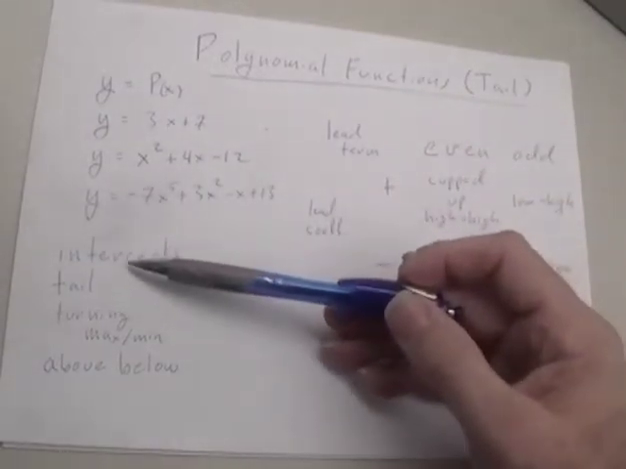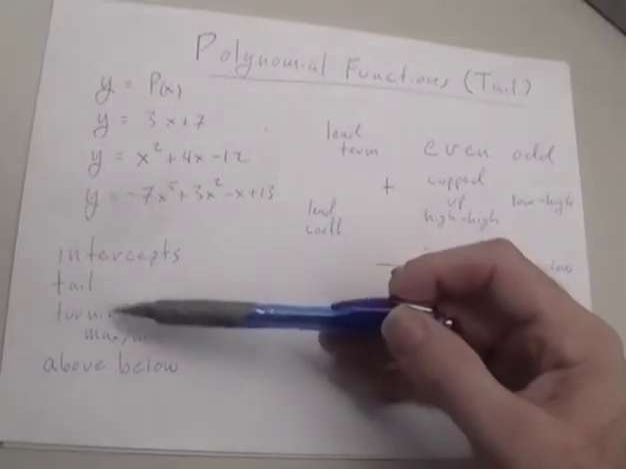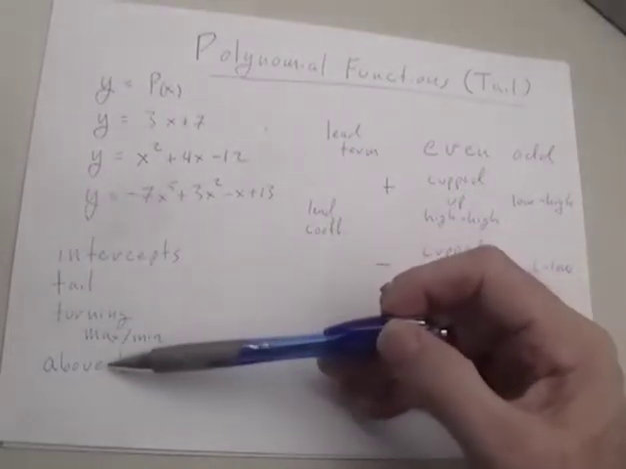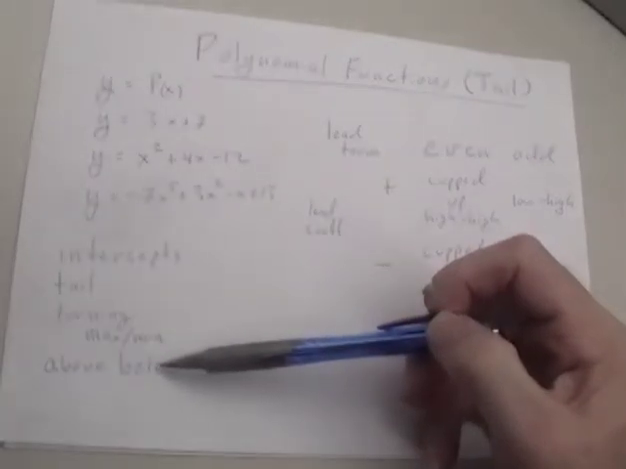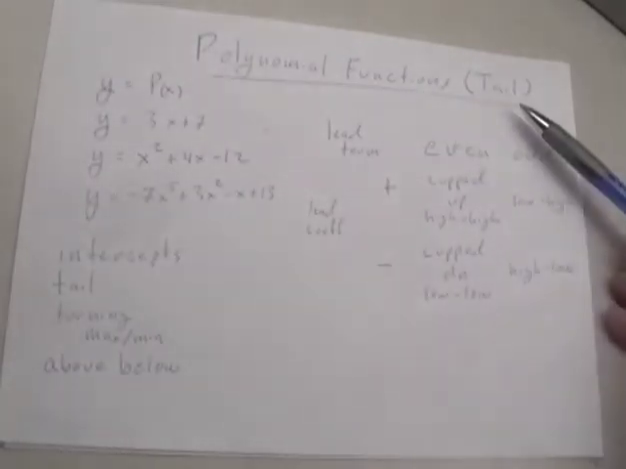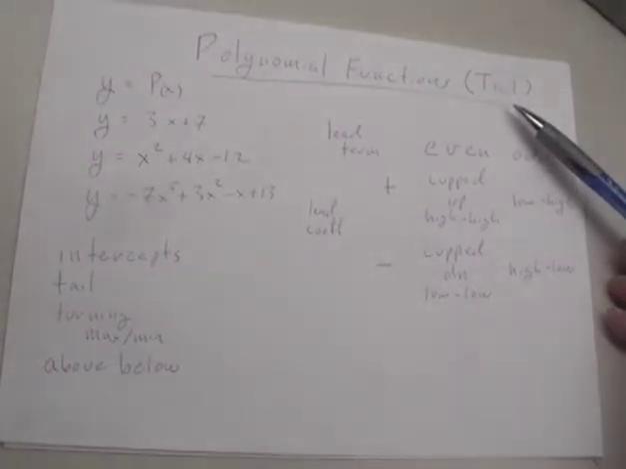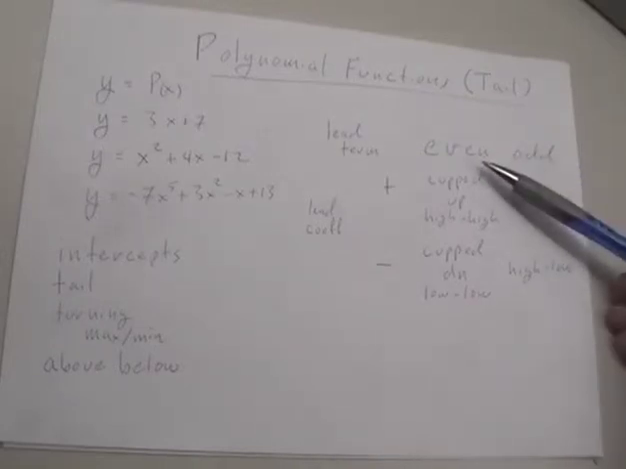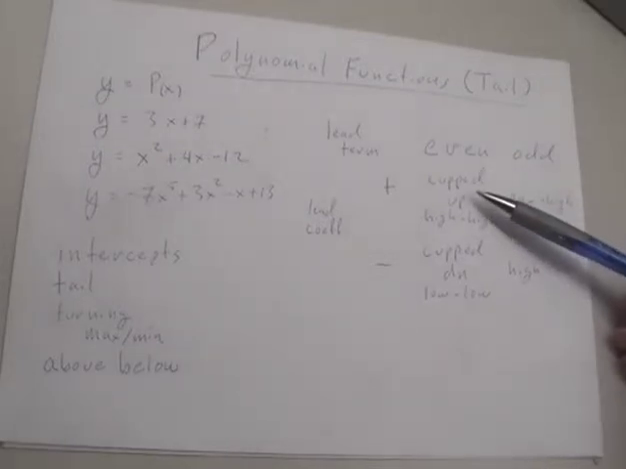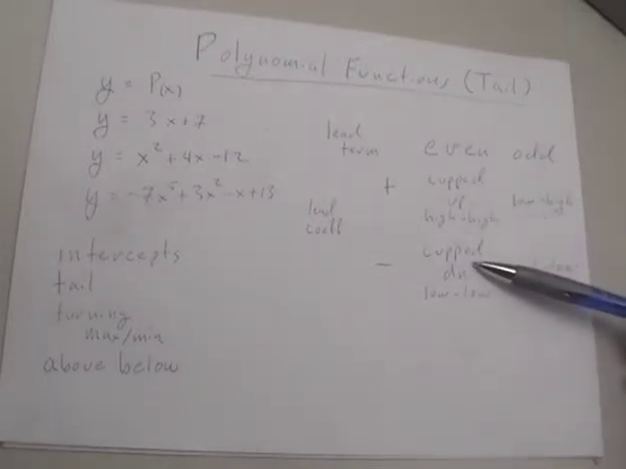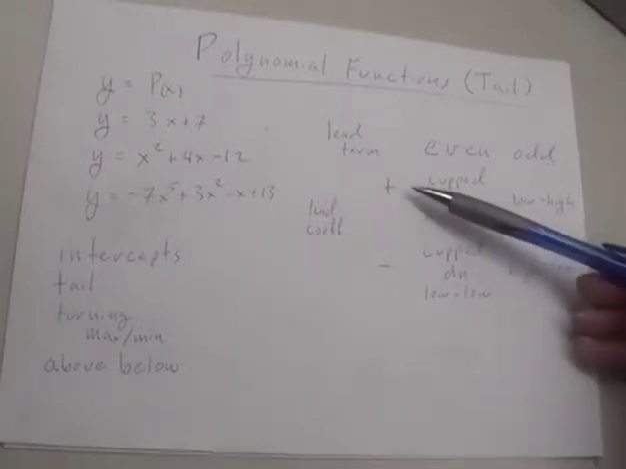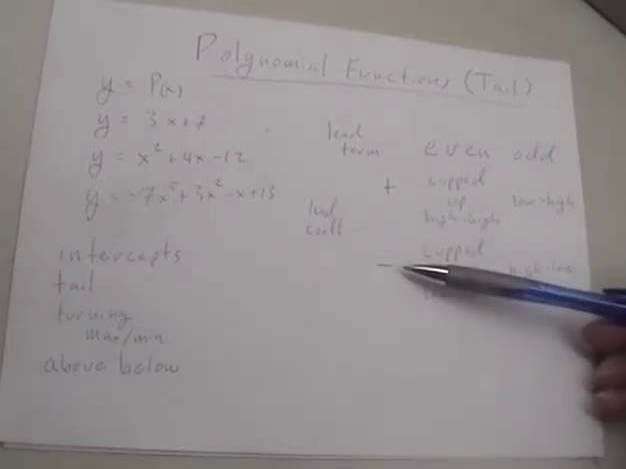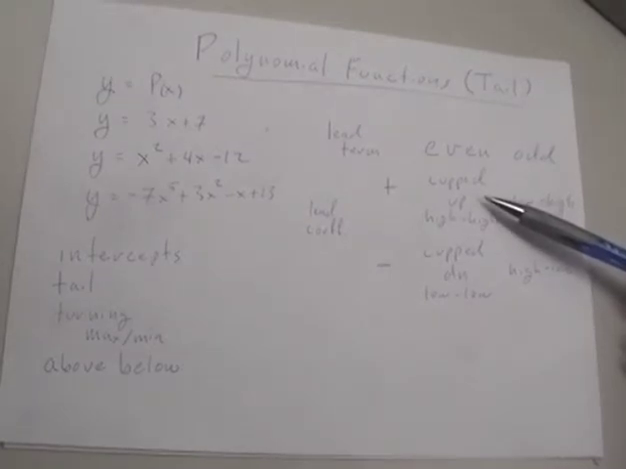We're going to look at the intercepts, the behavior of the tails, how it turns, and when it's above or below the x-axis. I'm going to start with just the behavior of the tail. You look at the lead term and see if it's even or odd. Even terms are the ones that we're used to, something like a parabola, and we often think of a parabola as being cupped up or cupped down, depending on whether the x squared term has a positive or a negative in front of it. But this will also work for the fourth power, the sixth power, and so on.